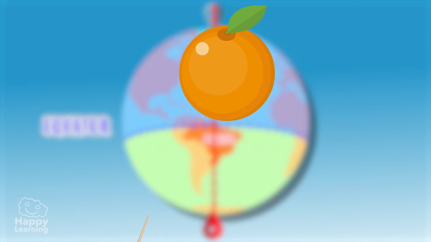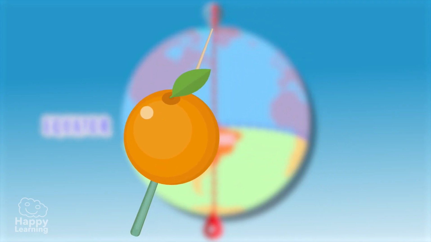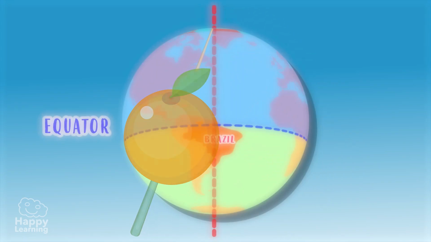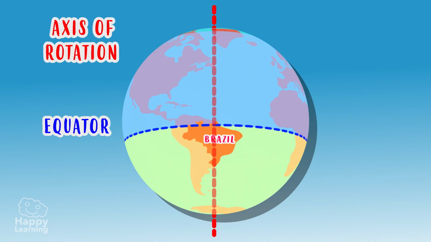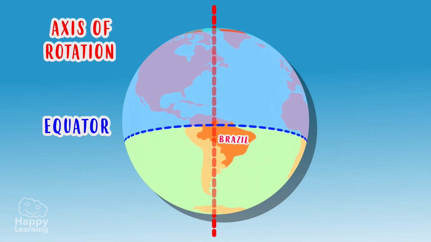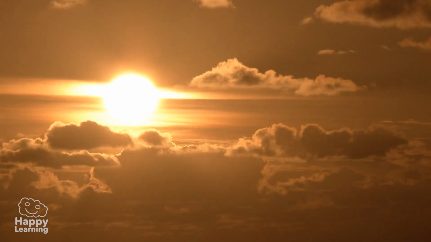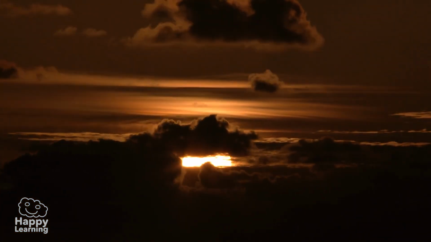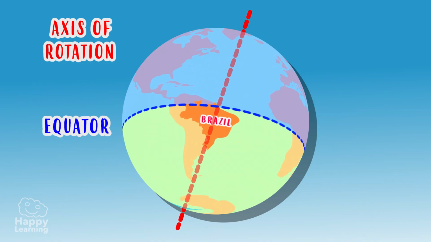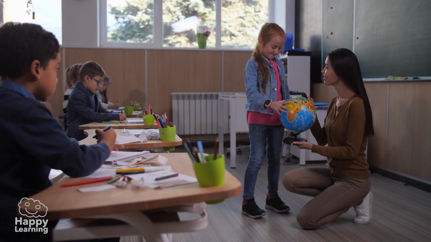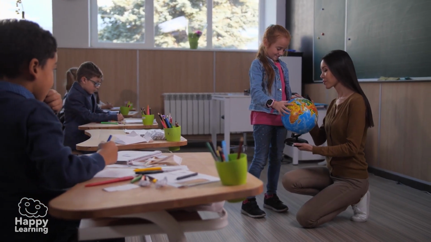It's as if we were going through an orange with a stick from top to bottom. This line is called the axis of rotation. The Earth rotates around this imaginary line, which causes the day and the night. And did you know that it is slightly tilted? Interesting, right? The globe is like holding the world in our hands.